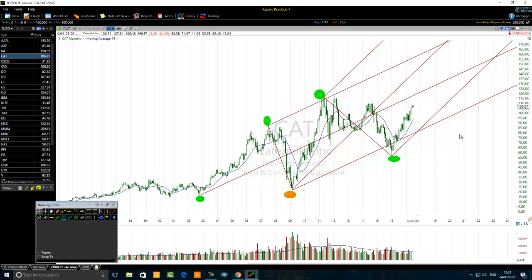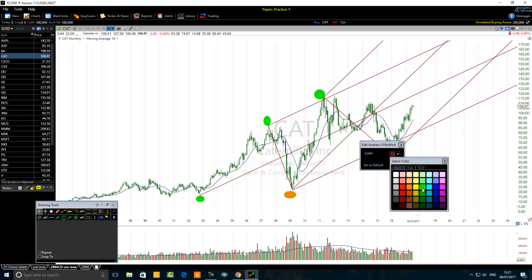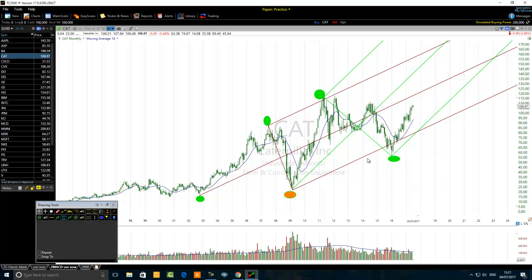All right. So where are we now and where are we going? That's what traders care about. So you are trading Caterpillar stock. You want to know where we are now and where we are going. So I'm going to change the color of my second Pitchfork tool into green, so you can differentiate between the two Pitchfork tools that I'm using on my chart here. So that's the green one right there.